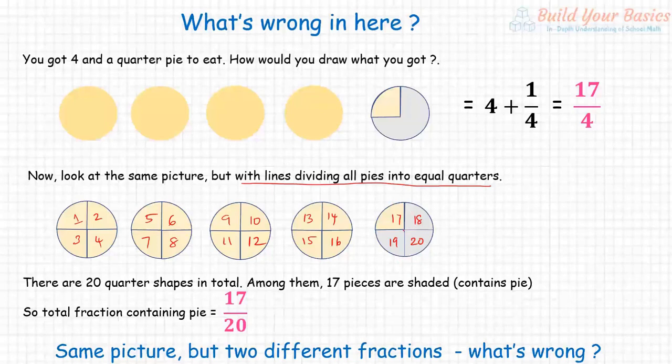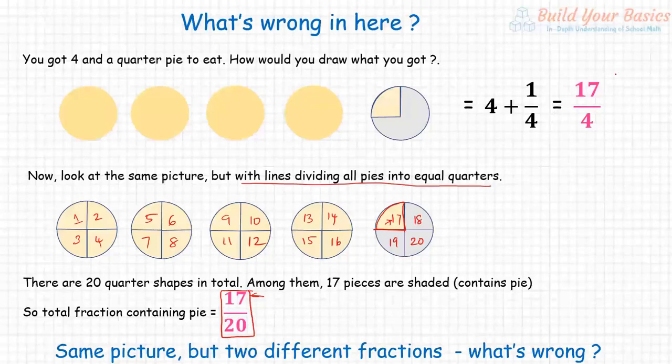Quarters means 1/4. So they are all of equal size as this piece. Right? Now I have made all of them into equal sizes. Out of this, how many actual pies or quarters of pies are there? There are 17. Right? This 17. And these 3 are empty. So out of 20, you have 17 with pie of all same shape. Correct? So can we call this a fraction 17 by 20 also?